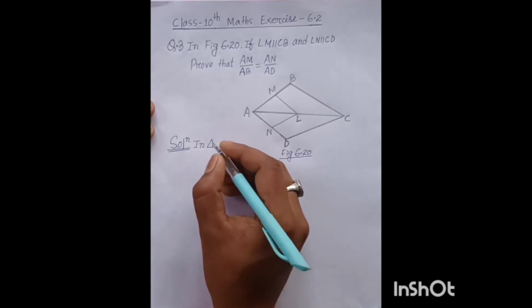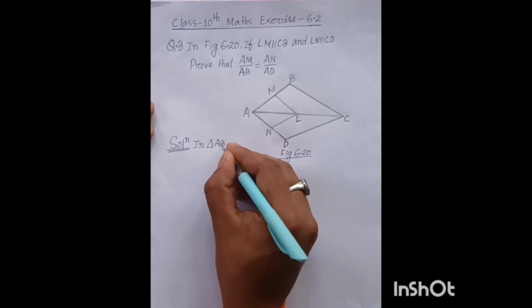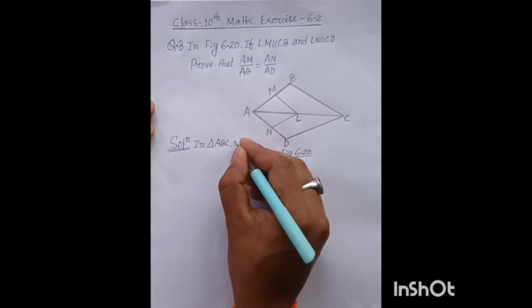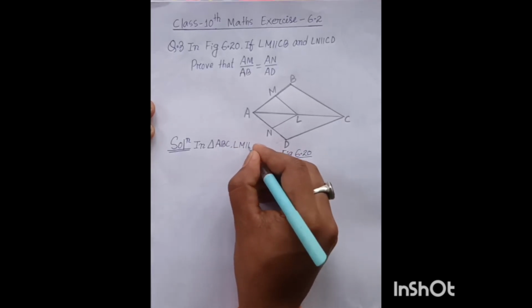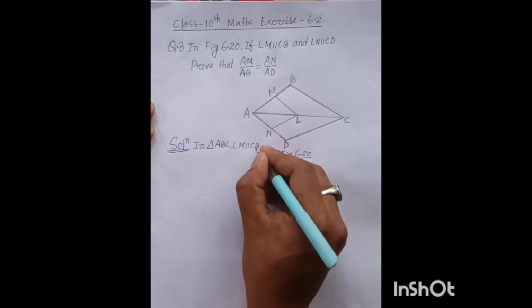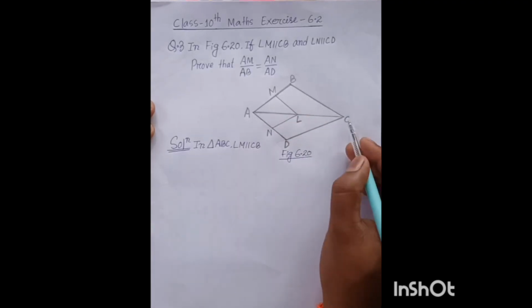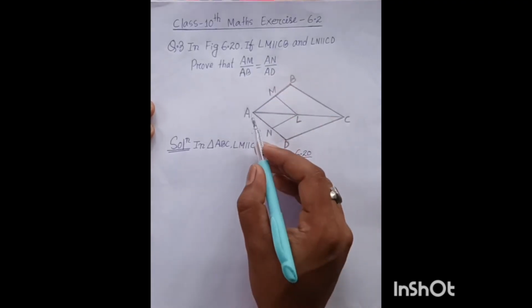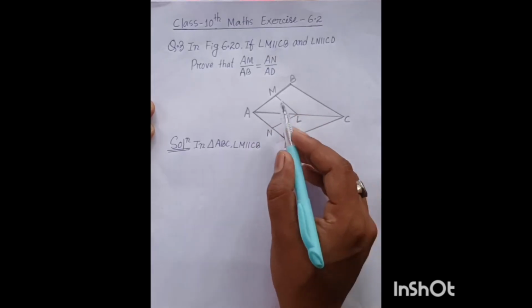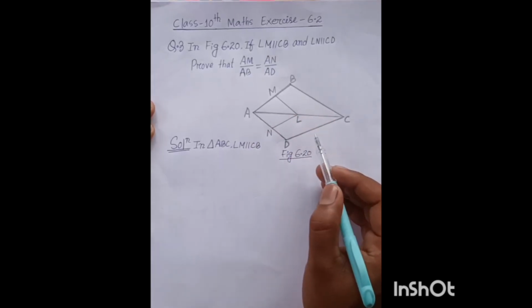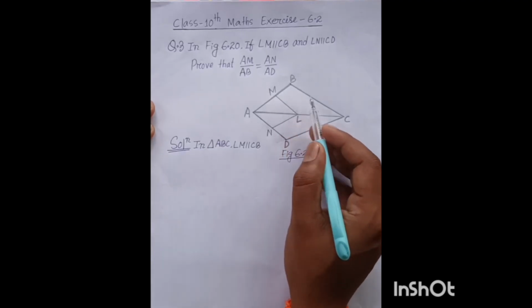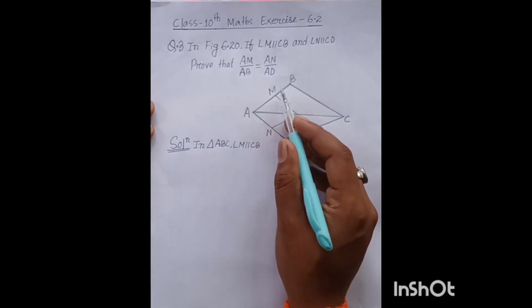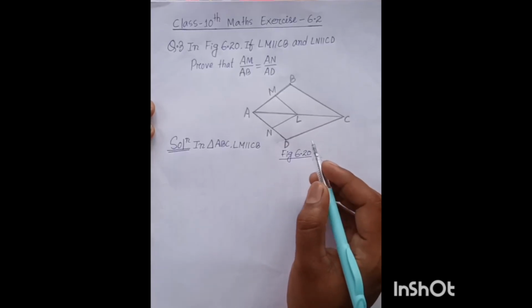In triangle ABC, LM parallel CB. LM parallel CB, this is given in our question. In triangle ABC, LM parallel CB. If this LM is parallel with CB, then I can apply Thales theorem or BPT theorem. In Thales theorem, we know that when a line is parallel to one side of a triangle, then the remaining two sides ratio become equal with each other.